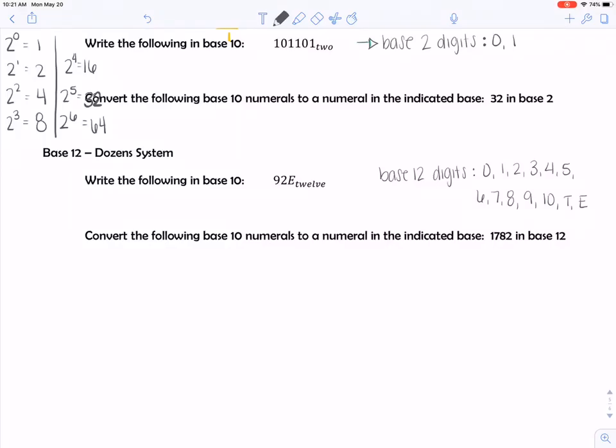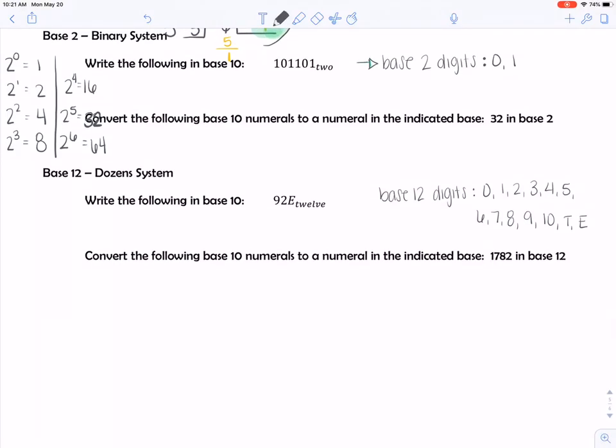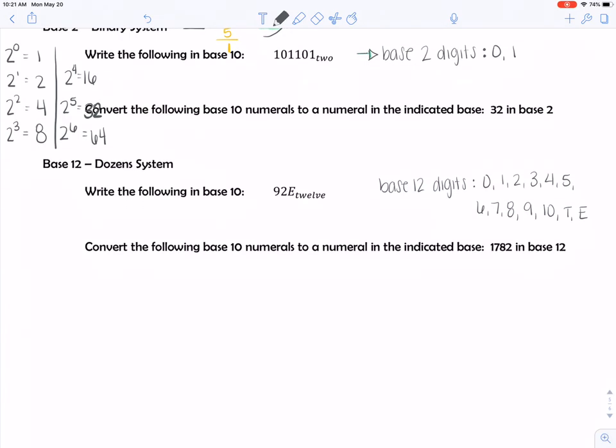Hey guys, so this video looks at specifically base 2, or the binary system. Base 2 only has two digits, 0 and 1. This is very common in computer programming. There is something called binary code, which actually just represents yes or no, so zeros and ones. With base 2, you're going to be looking at powers of 2.